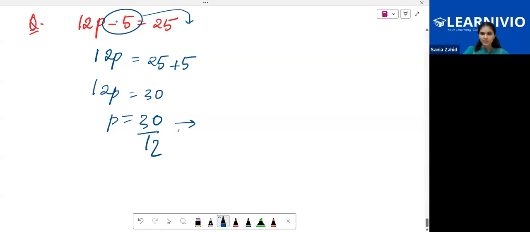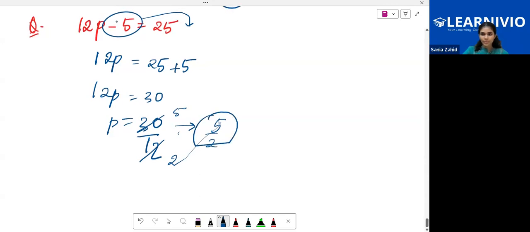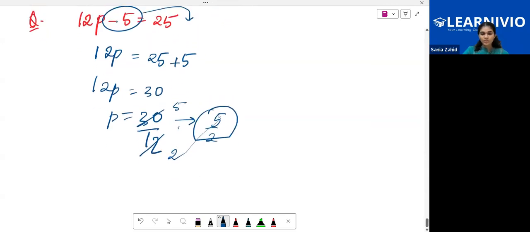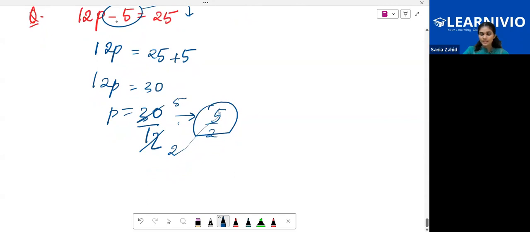You can just simply divide both of them by 6. 6 will be the HCF. You'll have 6 into 5 and 6 into 2. So the answer will be 5 by 2. Now what we're going to learn is that we can also check whether our answer is correct or not.